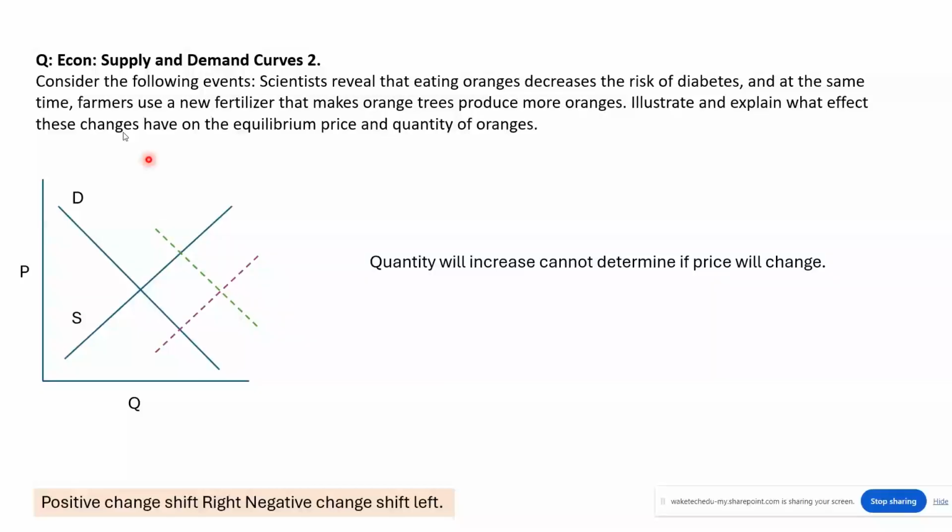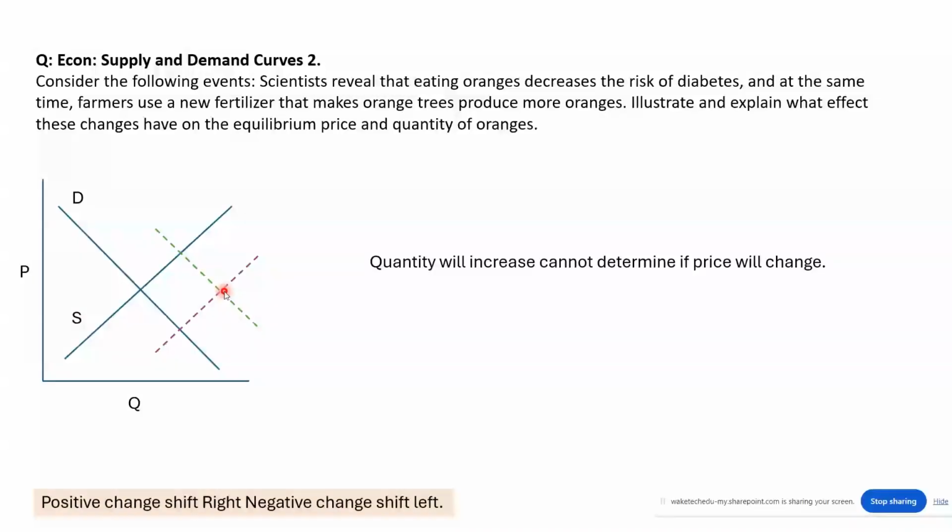Now, at the same time, farmers use new fertilizers that make oranges more productive. Well, new fertilizer impacts the producers or the suppliers. And this is a positive change, so it's going to shift it to the right. And that's our second change right here. Now we get a new equilibrium point. We can determine that the quantity is always going to increase because of these two events. We don't know if the price will change or not, because we don't know the magnitude of each one of these changes.